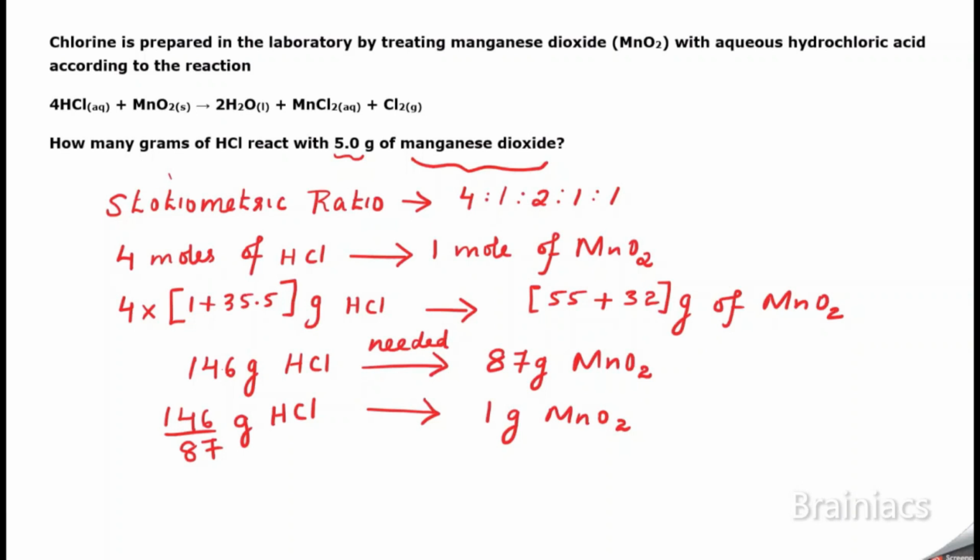Now read it. 1 gram MnO2 needs 146 by 87 gram HCl. But are they asking for 1 gram MnO2? They have given you 5 gram manganese dioxide. So how can you convert 1 gram MnO2 to 5 gram?